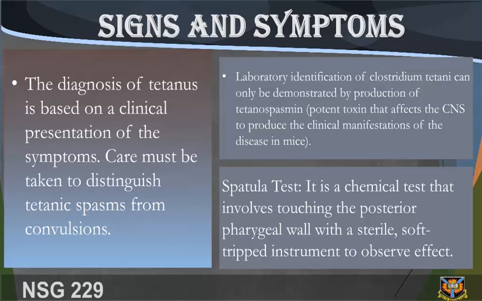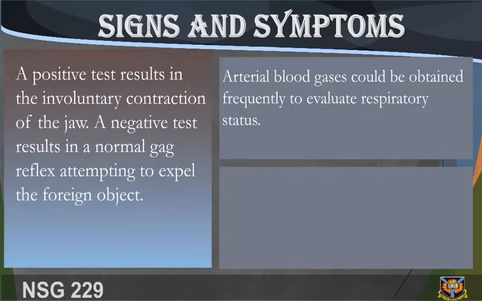Spatula test. It is a clinical test that involves touching the posterior pharyngeal wall with a sterile, soft-tipped instrument to observe effects. A positive test results in the involuntary contraction of the jaw. A negative test results in a normal gag reflex attempting to expel the foreign object. Arterial blood gases could be obtained frequently to evaluate respiratory status.